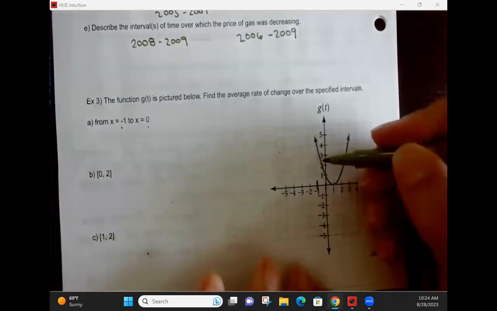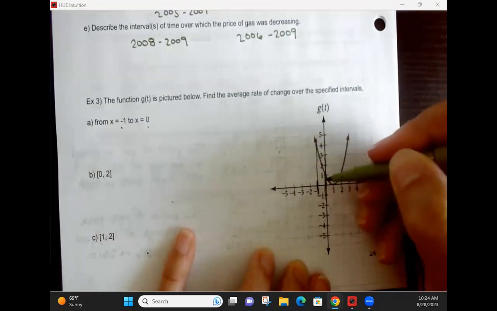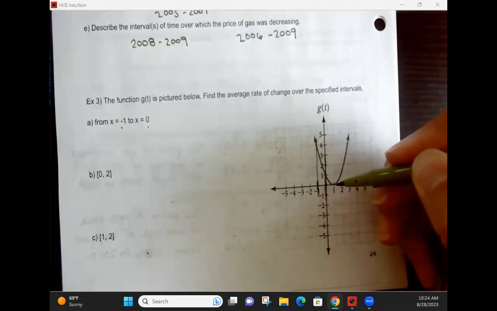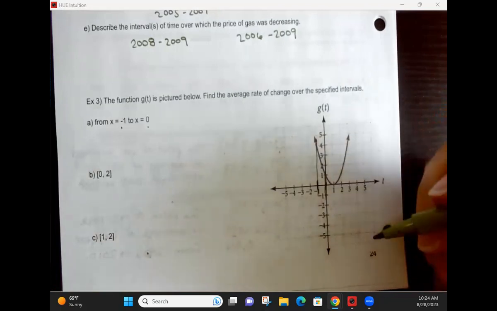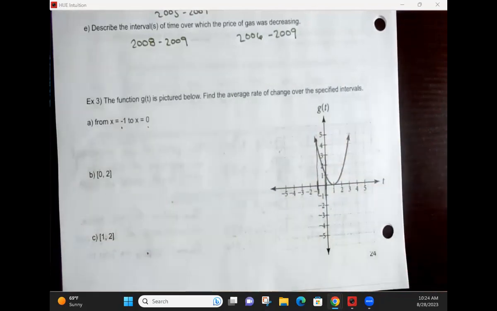So if we just look at this section of the graph, what's this section of the graph doing? Increasing, decreasing, it's constant. It's decreasing. So what do I expect to be true about my average rate of change here? It should be negative. Yeah, my graph is decreasing, so that should be negative.